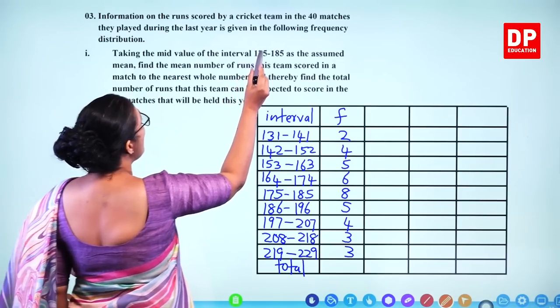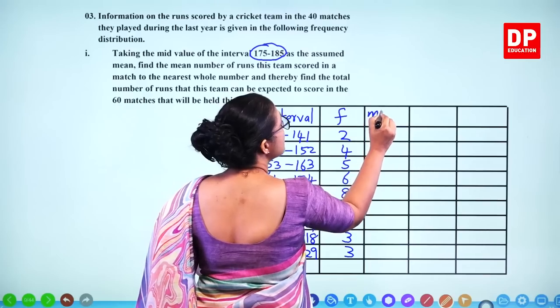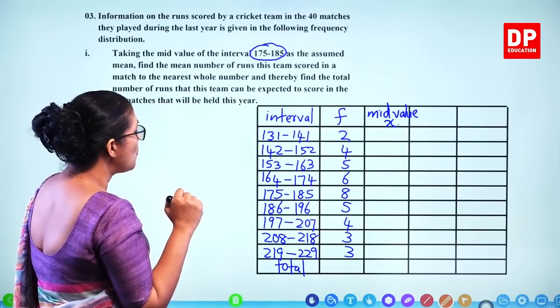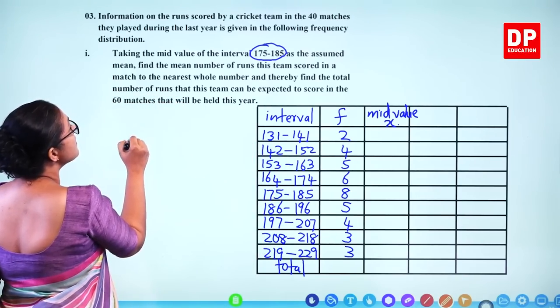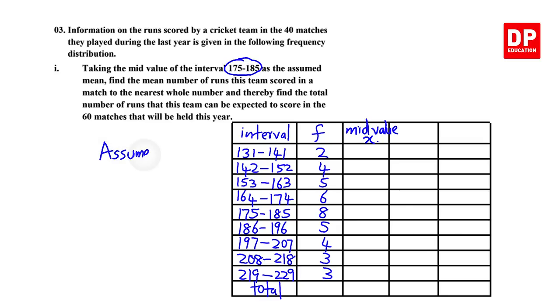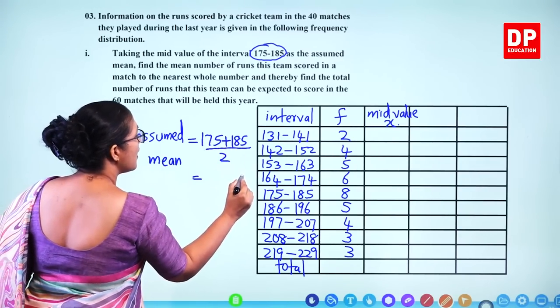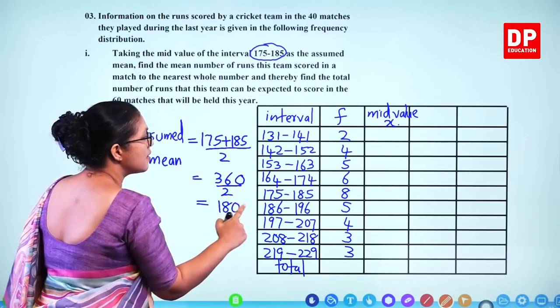So it says the mid value of this one, 175 to 185. The mid values we have to calculate. We take that one as x. Mid value: add and divide by 2. So here we can say that's the assumed mean. What's the value? You get 180. So 175 and 185, you can add it and divide: 360 divided by 2, that's 180. So 180 is here.